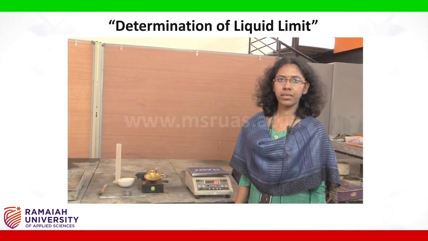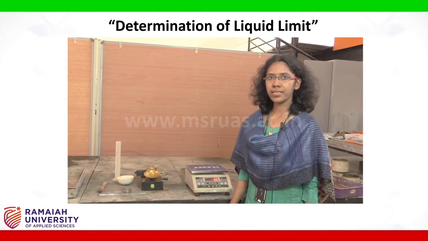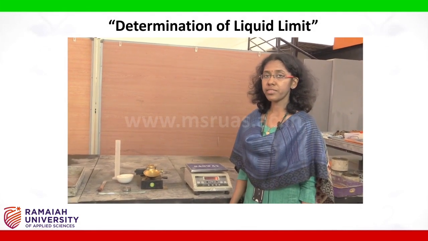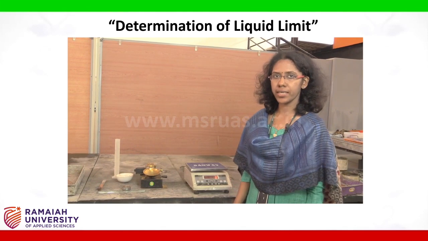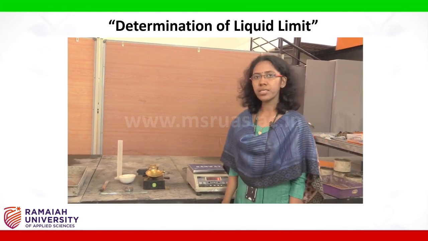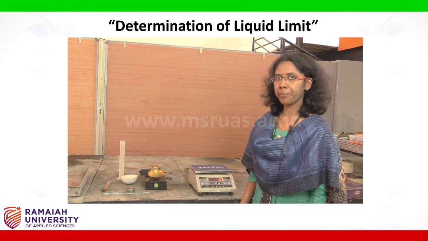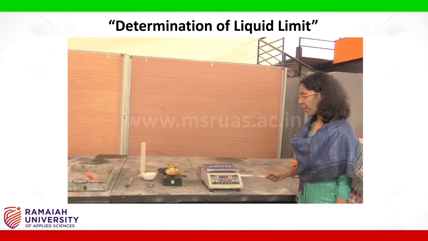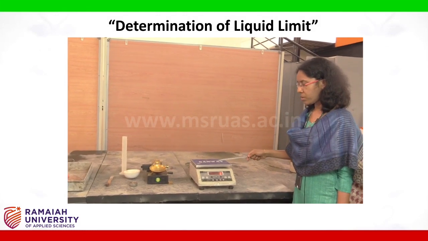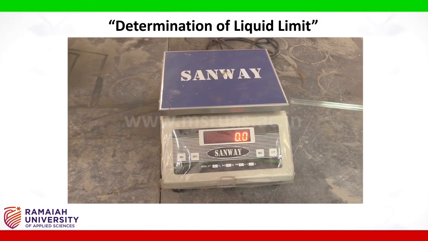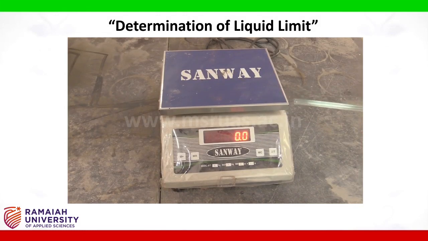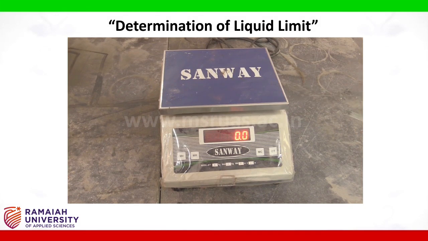Dear students, today we will conduct the consistency limits experiment. First, we will start with the liquid limit determination. The aim of this experiment is to determine the liquid limit of the given soil sample. The apparatus required for this test include a weighing balance. The weighing balance is used to measure the soil sample for the test.